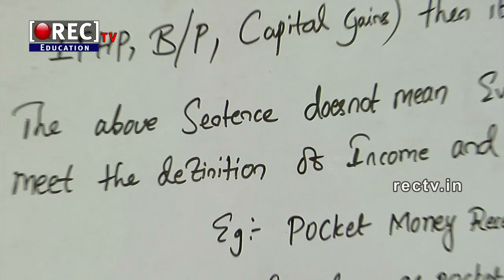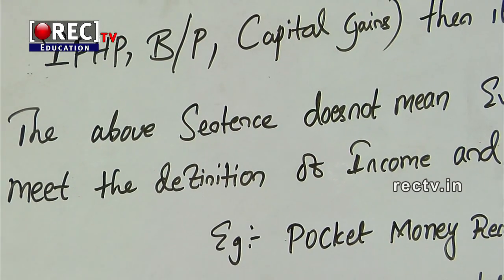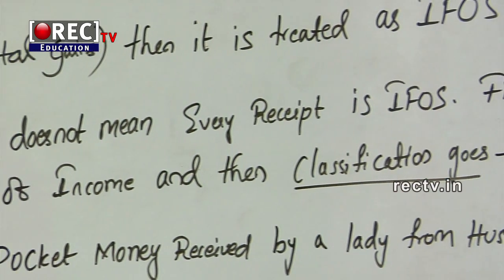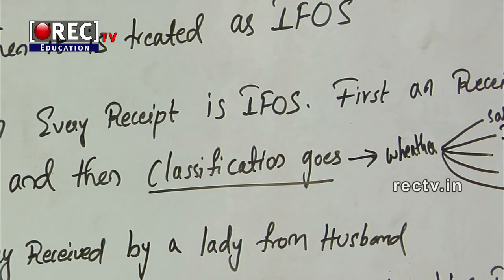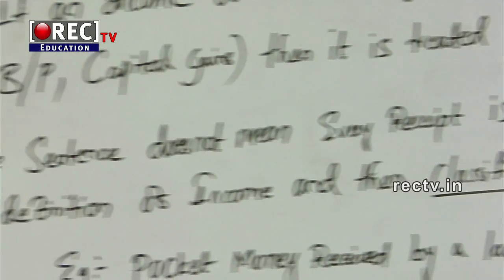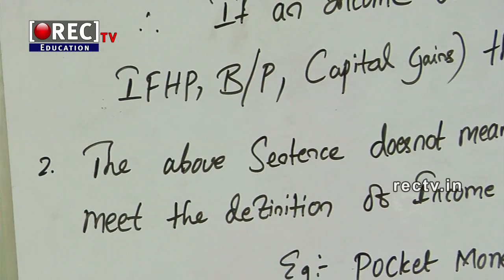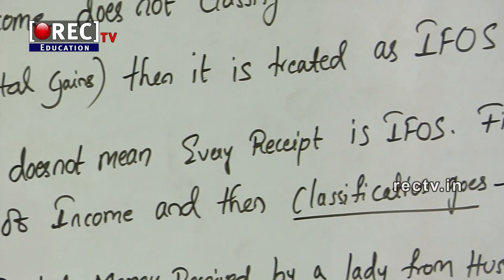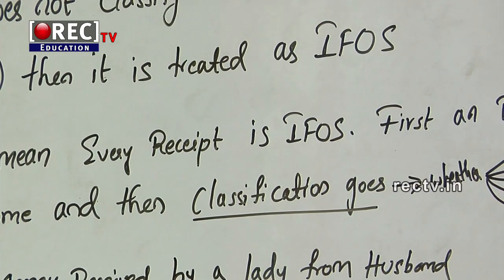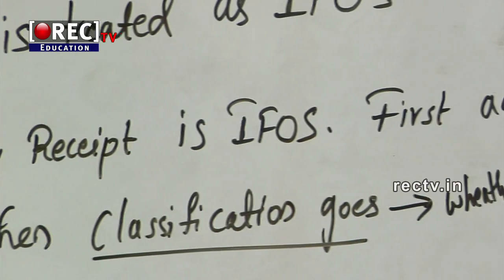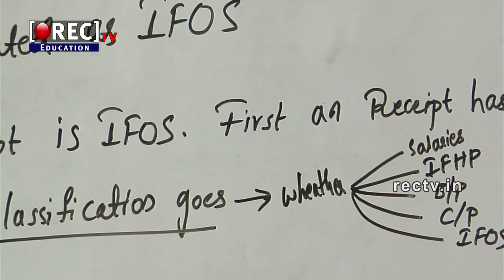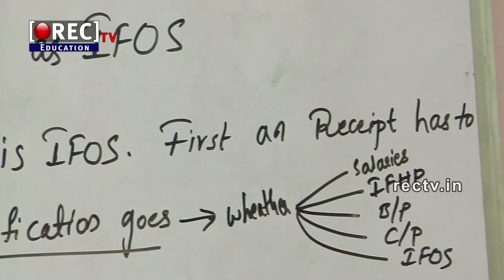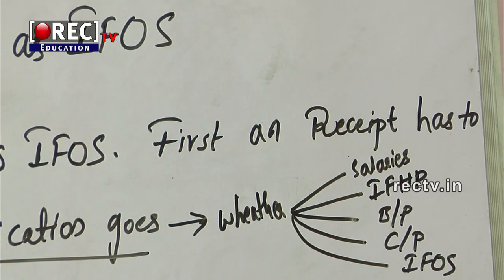The above sentence, what we have learned in the introduction, does not mean every receipt is IFOS. First, the receipt should meet the definition of income, and then classification goes on. What does classification mean here? It is whether it goes to salaries, income from house property, business or profession, capital gains, or income from other sources.